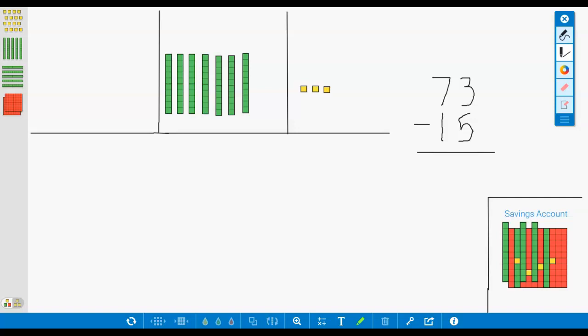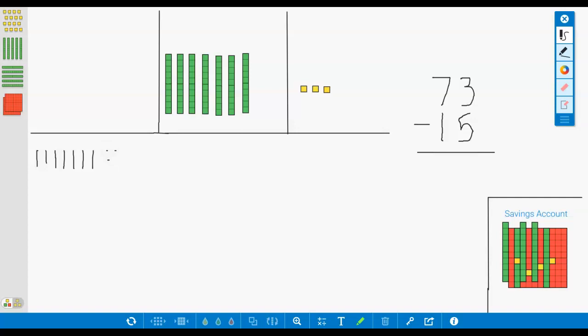Let's think of some different ways that we could solve this equation to see if our estimates are right. One way we could think of solving this equation is by drawing our base 10 pieces and then taking some of the pieces away. Just like we see in our bank that we have 7 tens and 3 ones, I'm going to draw a really quick sketch of what that looks like. I have my 1, 2, 3, 4, 5, 6, 7 tens. My 1, 2, 3 ones.